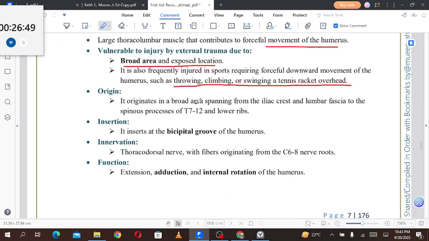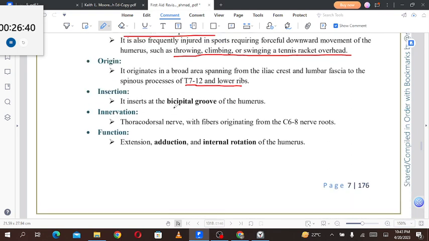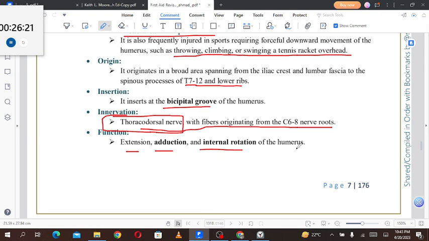Origin: it originates in a broad area spanning from the iliac crest and the lumbar fascia to the spinous processes of T7 to 12 and the lower ribs. Insertion: it inserts at the bicipital groove of the humerus. And innervation: the thoracodorsal nerve, with fibers originating from C6 to C8. So remember the thoracodorsal nerve for the latissimus dorsi. Function: extension, adduction, and internal rotation of the humerus.